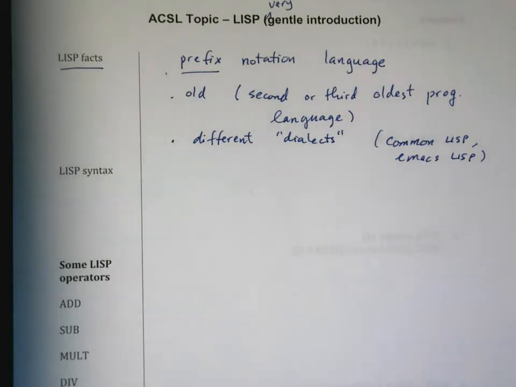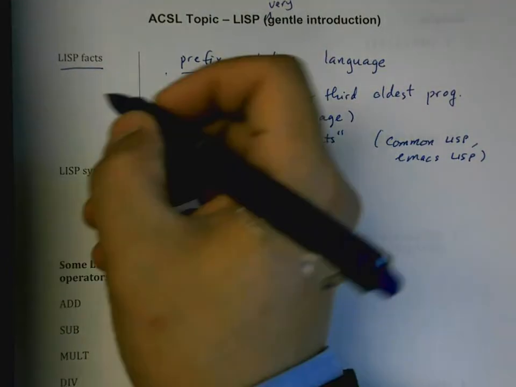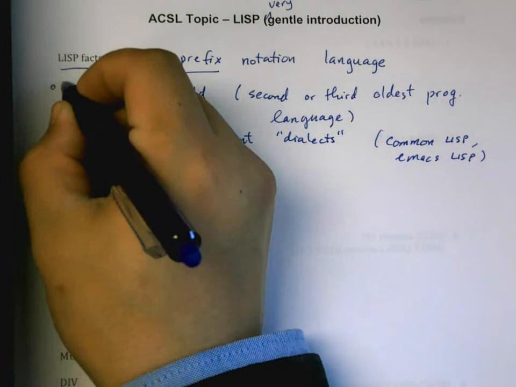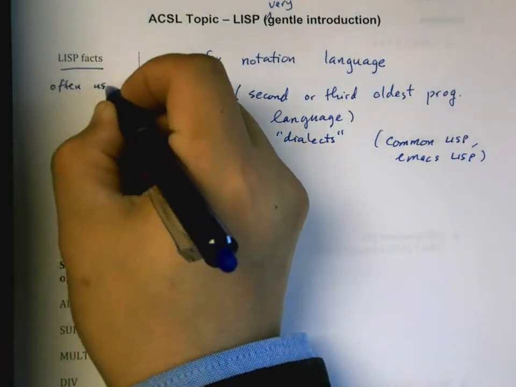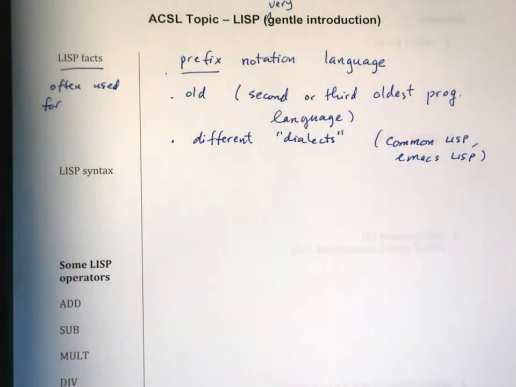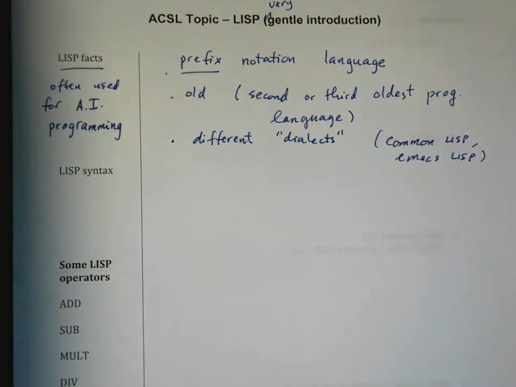The other reason is that it is still used, often for artificial intelligence programs. So we study this topic and take a test on it in the Axel competitions, not just because the programmers are nostalgic or have some liking for Lisp, which they do, but because there are also practical uses of this language. Let's talk a little bit about the syntax.